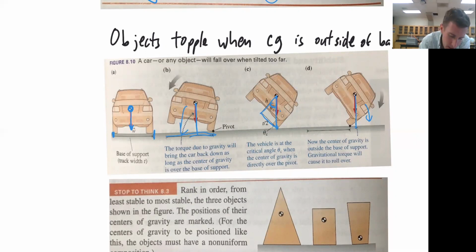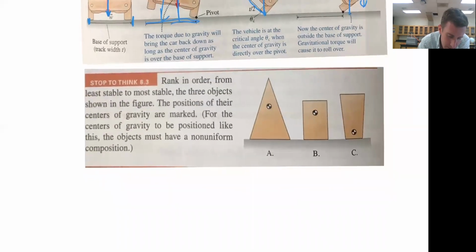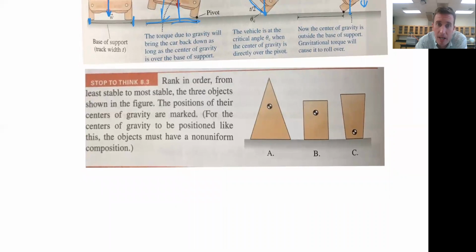All right. So let's rank in order from least stable to most stable these 3 objects. Positions of center of gravity are marked. For center of gravity to be positioned like this, the objects must have non-uniform composition. Okay, so for each one, I'm trying to figure out how much I would have to tilt it in order to get it to fall over. So the easy way of doing that is to draw the triangle, right? There's the base, there's the line, and so I can compare their critical angles.